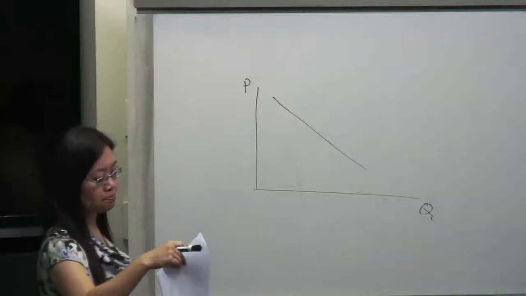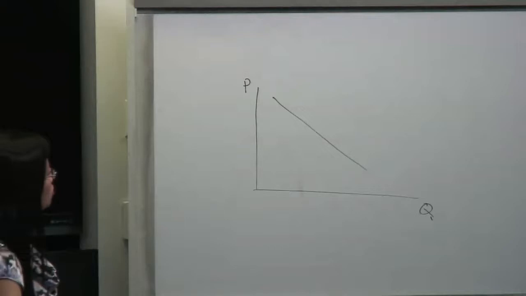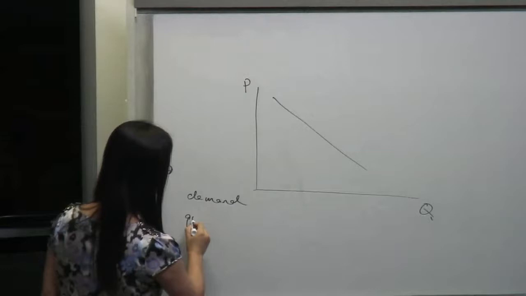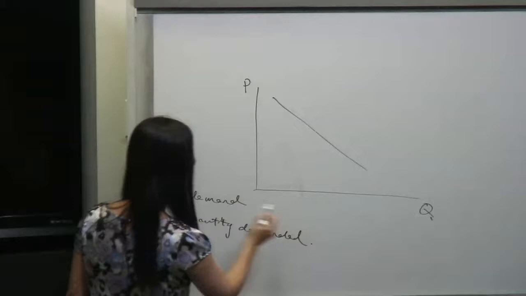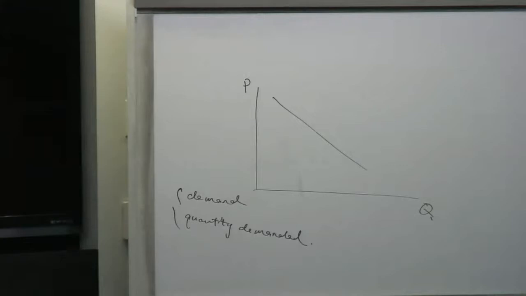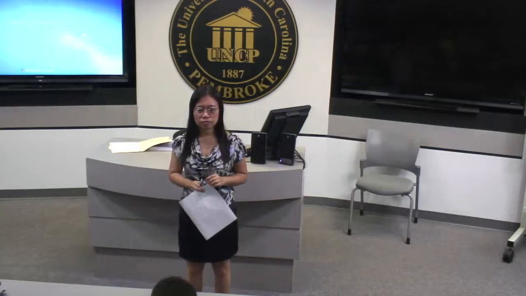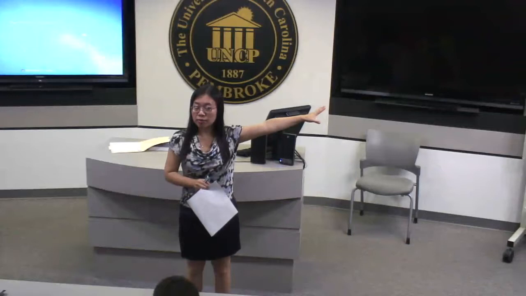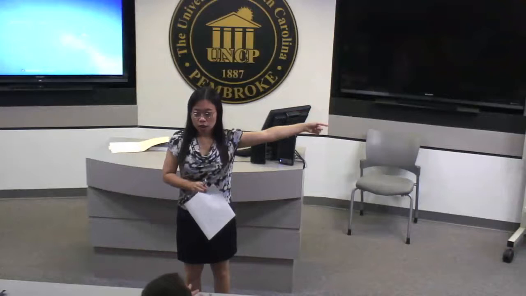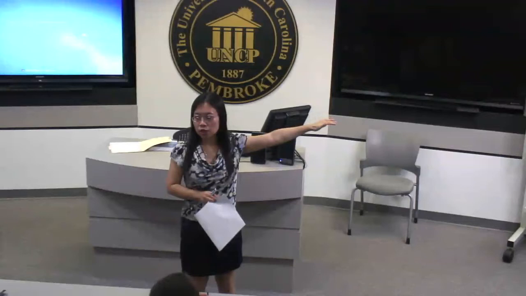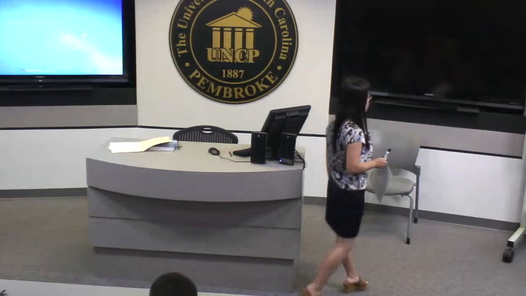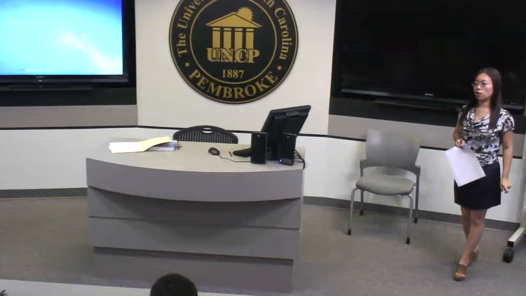So the next thing I want to go over is the difference between demand and quantity demanded. What's the difference between these two? Whenever I say demand, what do I mean? Isn't it the demand as a whole? That's right. Whenever I talk about demand, I mean the relationship, that curve, the whole demand. Whenever I talk about the quantity demanded, I mean a particular point along the curve or along the line. That's the difference.